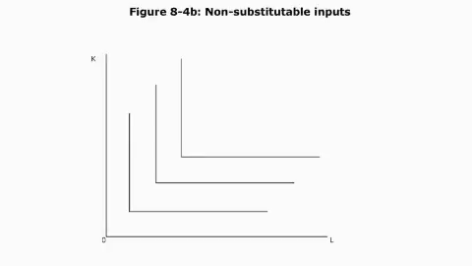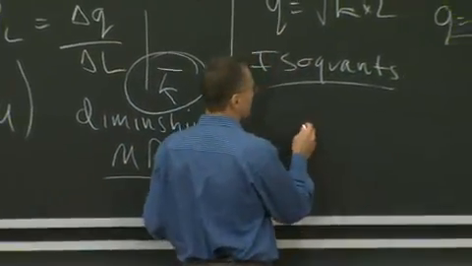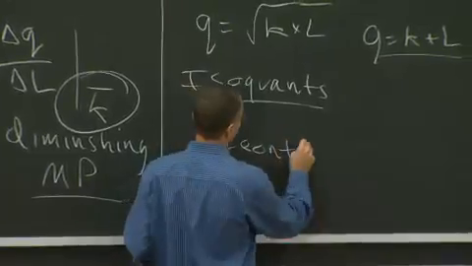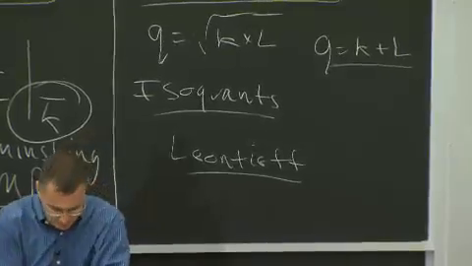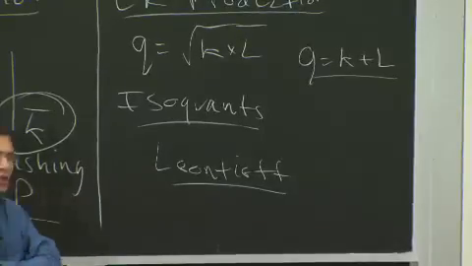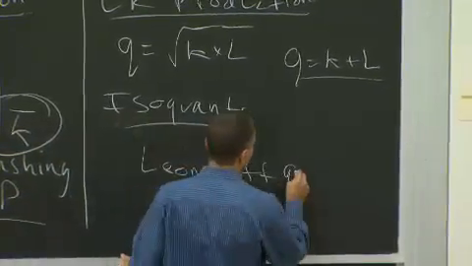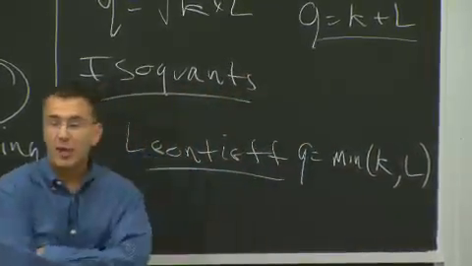Figure 8.4b would show you non-substitutable inputs, where given an amount of one input, it doesn't matter how much you have of the other. These non-substitutable isoquants are called Leontief production functions, for Vasily Leontief, an old economist. A Leontief production function is one where your production, Q, equals the min of K and L.